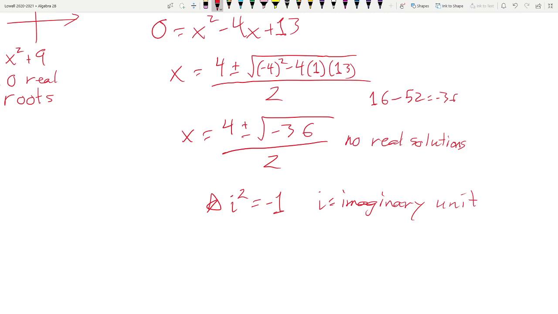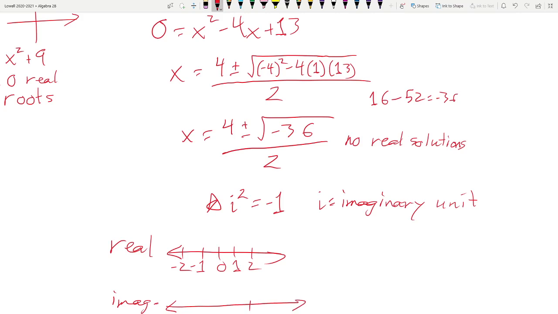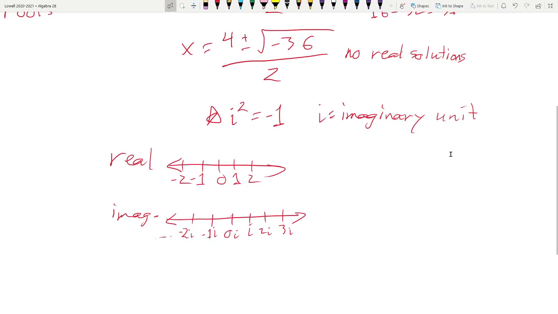And so, just like on the real number line, we have 0, then we have 1, 2, etc., and negative numbers as well. The imaginary number line just looks like this. There's i, there's 2i, 3i, and so on. And going backwards, there would be 0i, negative 1i, negative 2i, and so on backwards. Okay, that's unnecessary right now though.